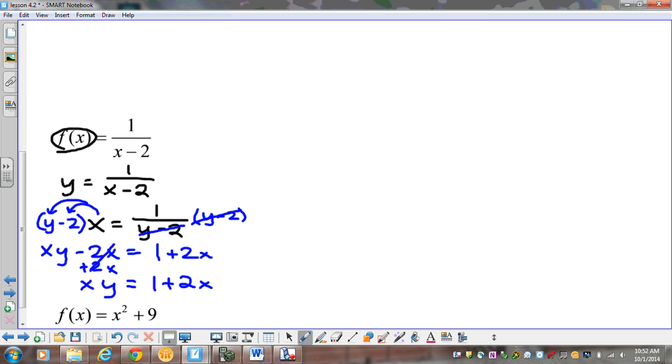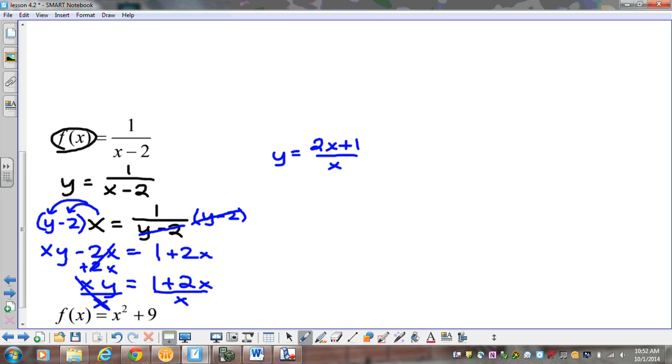Alright, so I'm almost done. I almost have my y value by itself. The last step: notice this is x times y. The way we undo multiplication, the opposite of multiplication, is division. So to get y by itself, we divide both sides by x. Those cancel, and we divide that side by x as well. So now I'm left with y equals, and I'm going to put the 2x first: 2x plus 1 over x.